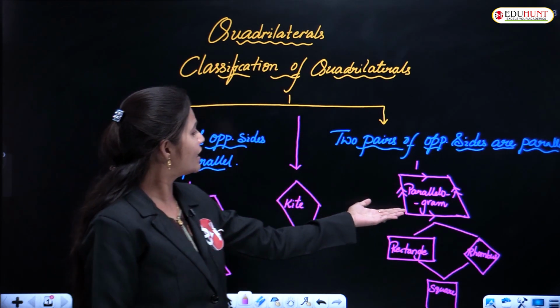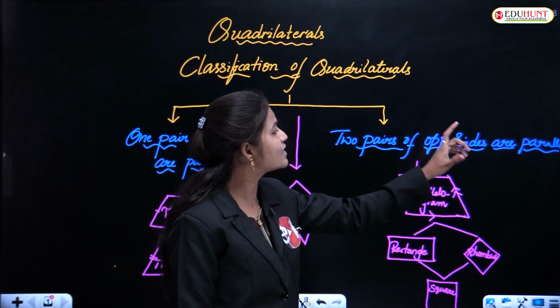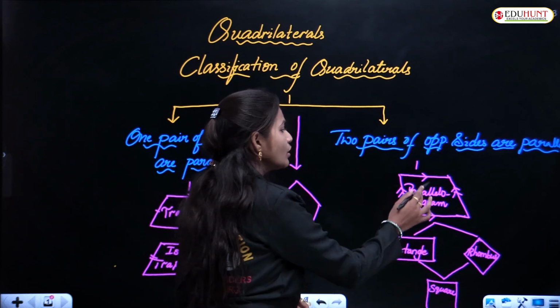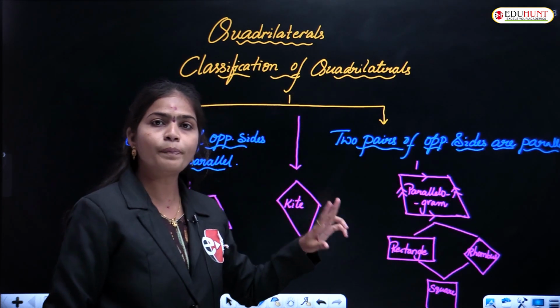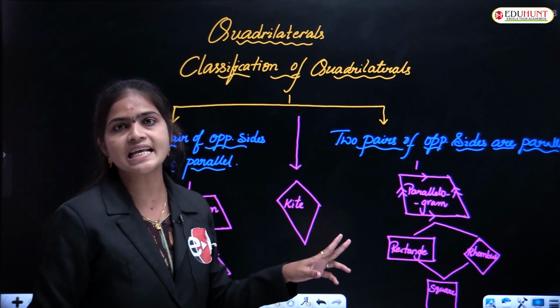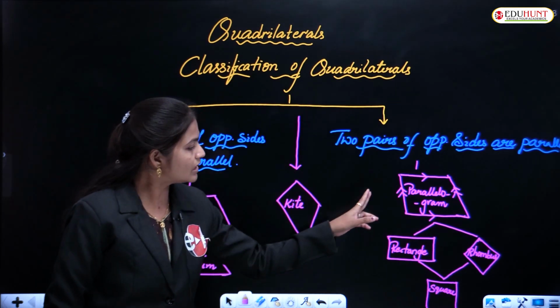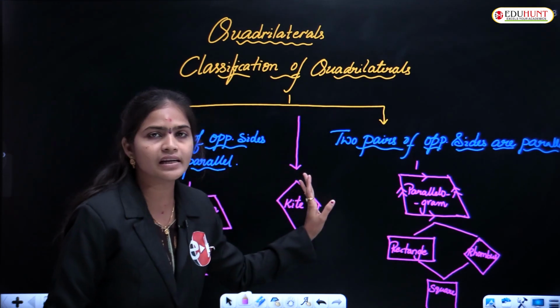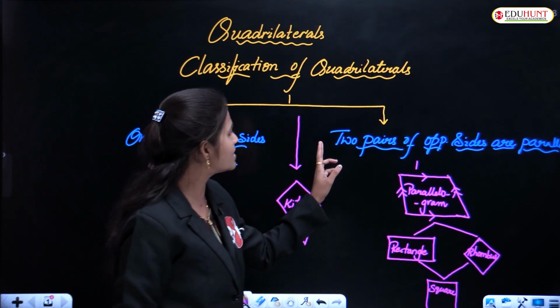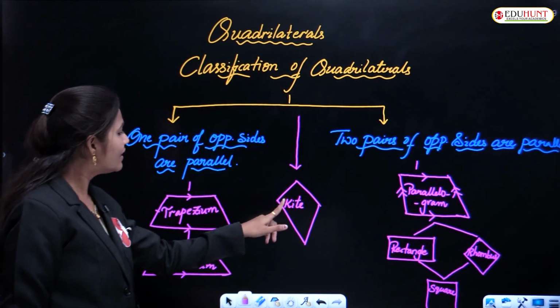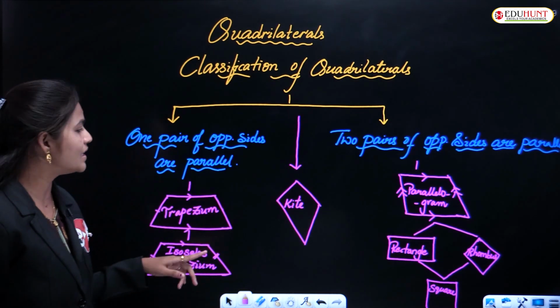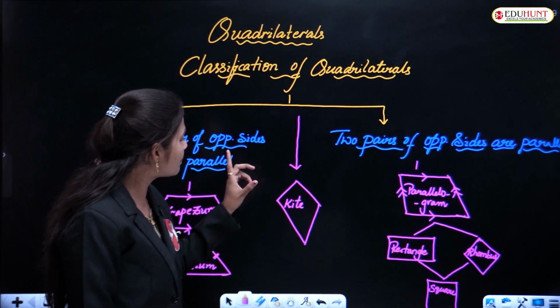Okay, come to this one here. Here we can say that two pairs of opposite sides are parallel. So this is one pair and this is another pair. In all these types of quadrilaterals, that one only satisfies this: two pairs of opposite sides are parallel here. And why is this a special type? Here these two sides are not parallel.